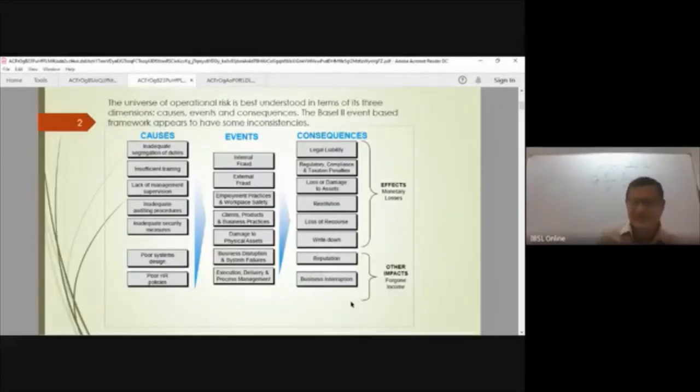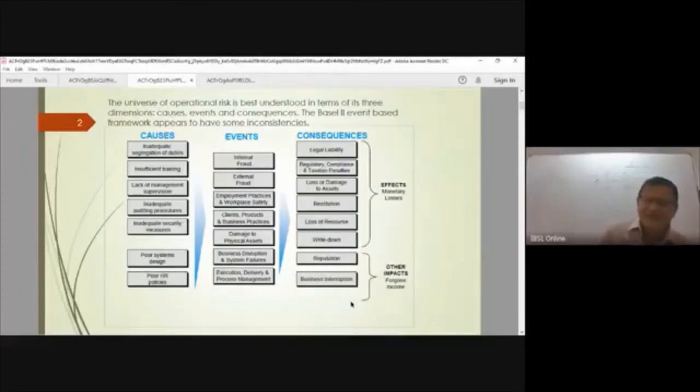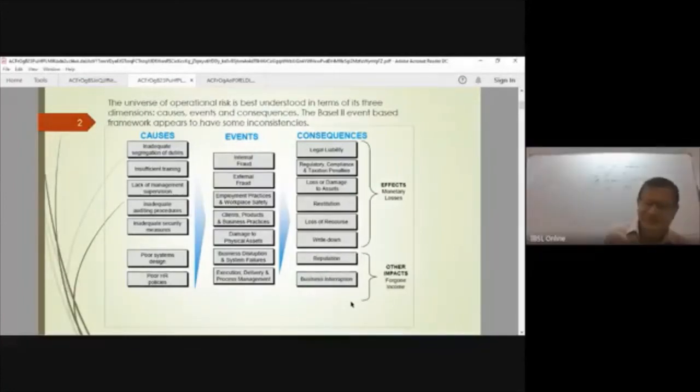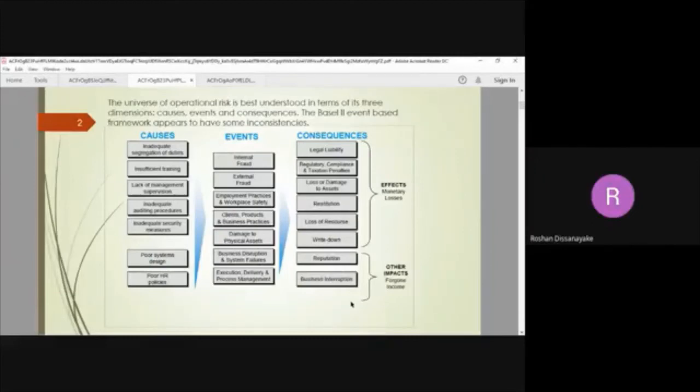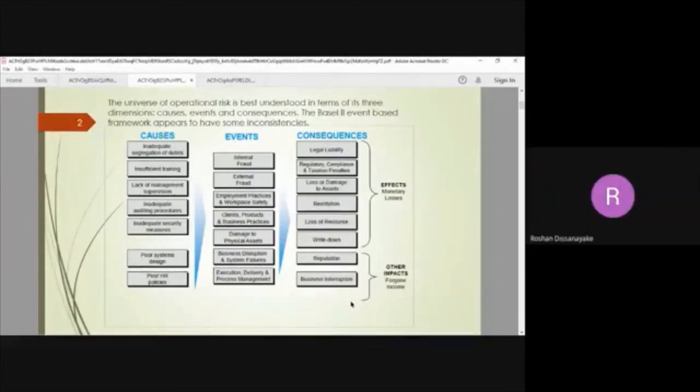Execution, delivery and process management. Execution means even passing entries of a transaction. Delivery and process management: how do you manage your cash? How do you manage your treasury? How do you manage your various departments? If you make a mistake in managing, those events will cause operational loss.